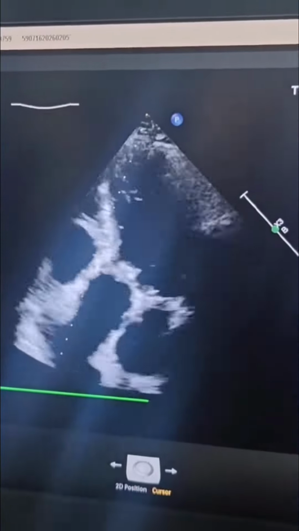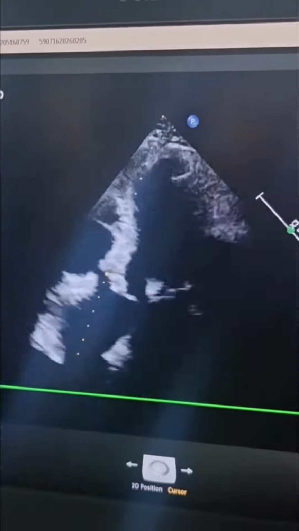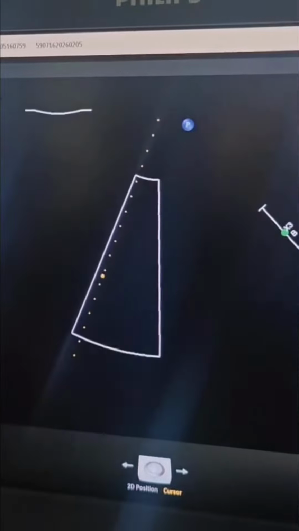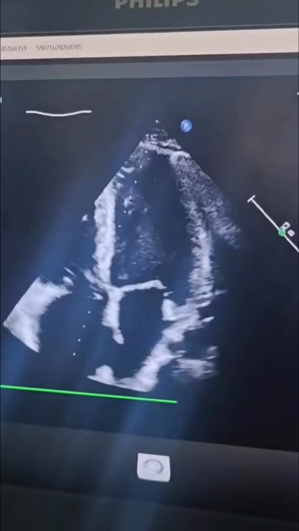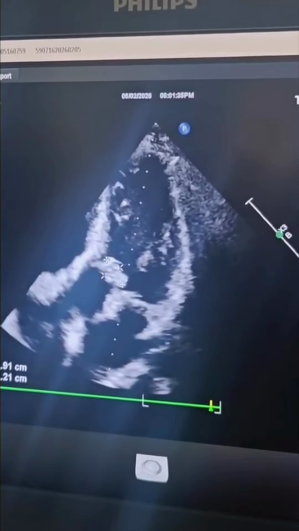There is tachycardia, and you can see there is a vegetation sitting on the aortic valve which is oscillating. So this is an acute infective endocarditis vegetation, and you can see there is severe aortic regurgitation also. Yeah, so this patient needs IV antibiotics and surgery. This is the size of the vegetation.